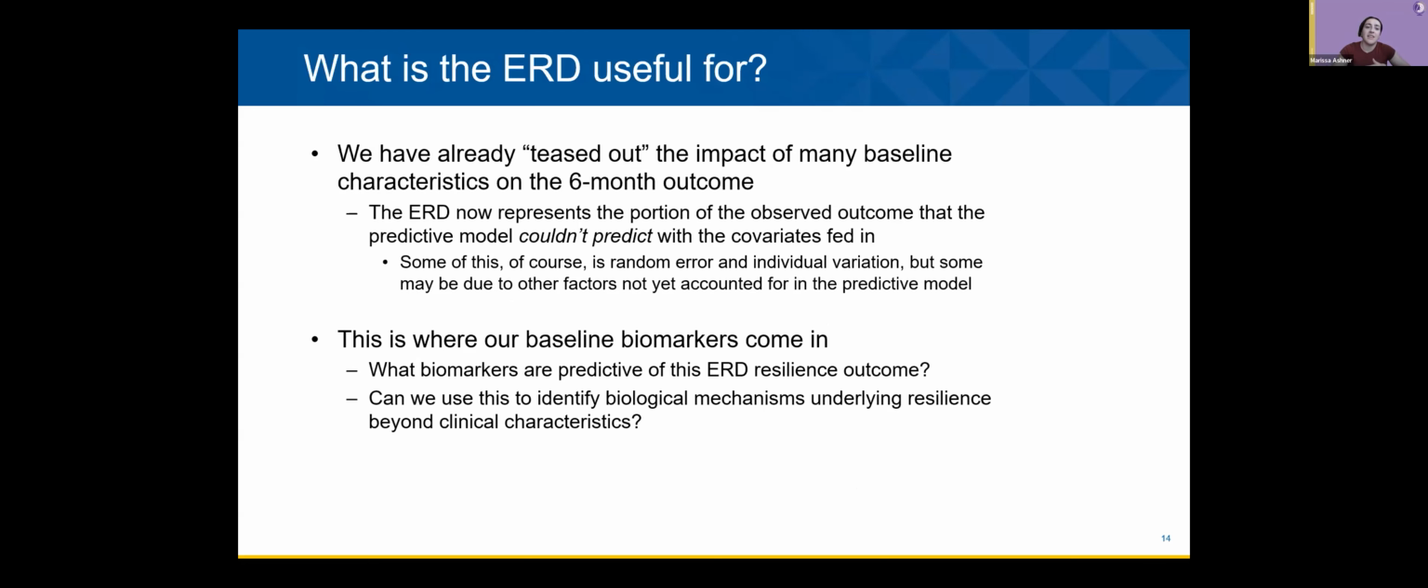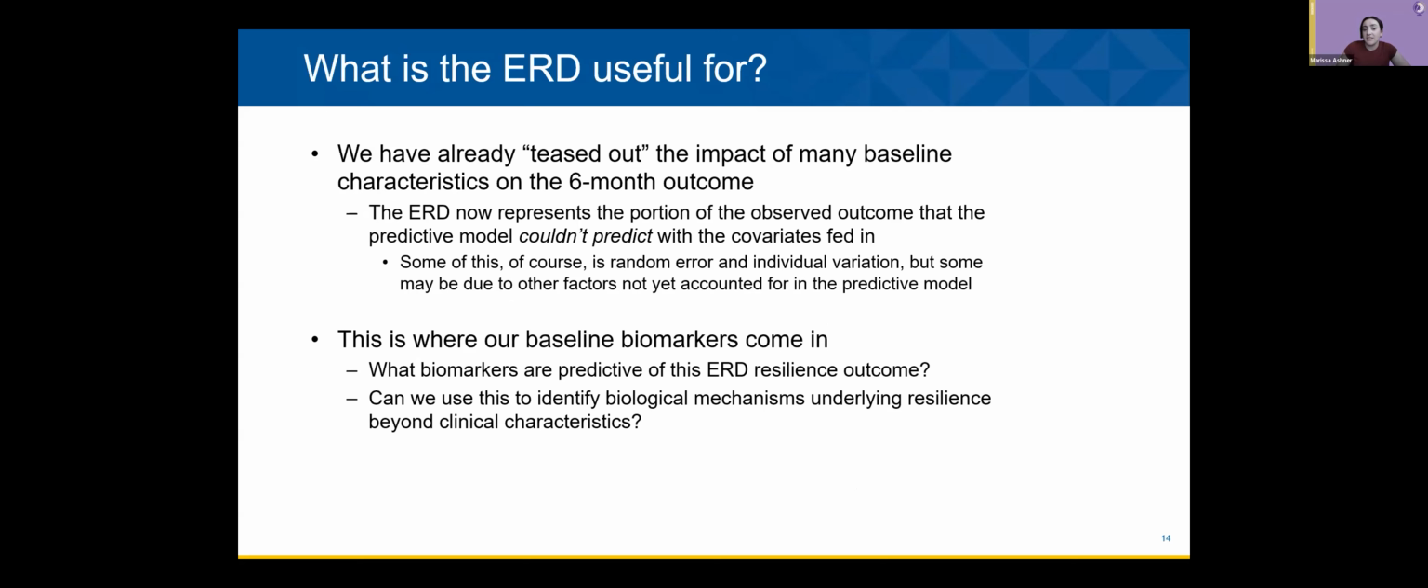What is the ERD useful for now that we have this residual? And so the idea is that we've already teased out the impact of many baseline characteristics on the 6-month outcome. And so the ERD now represents the portion of the observed outcome that the predictive model couldn't predict with the covariates that we fed in. So some of this, of course, would be random error or individual variation, but some may be due to other factors that we didn't yet account for in the predictive model.